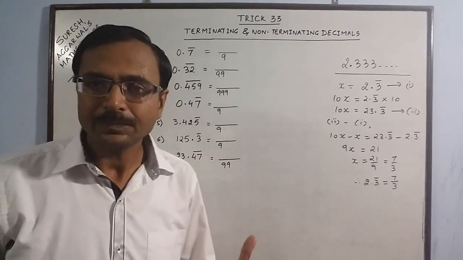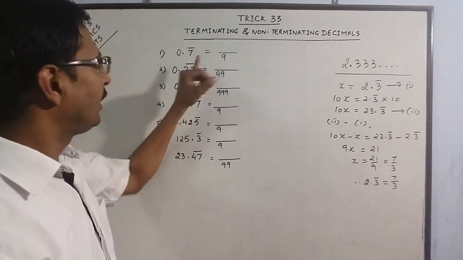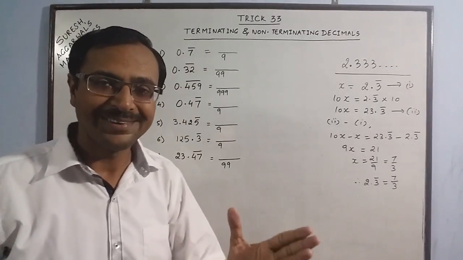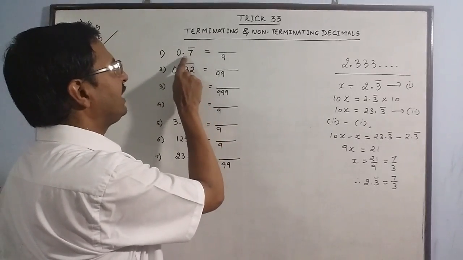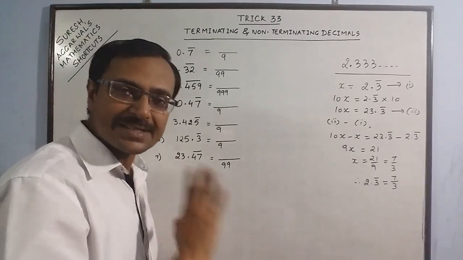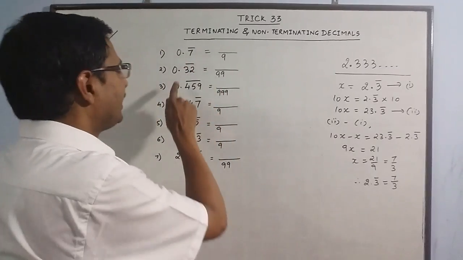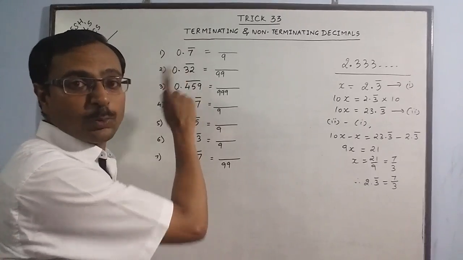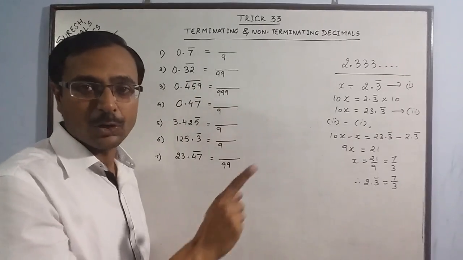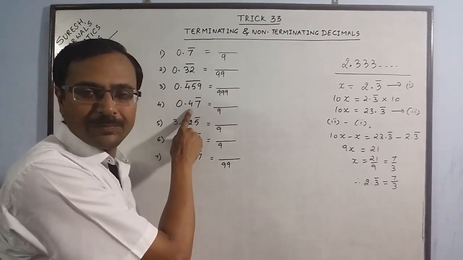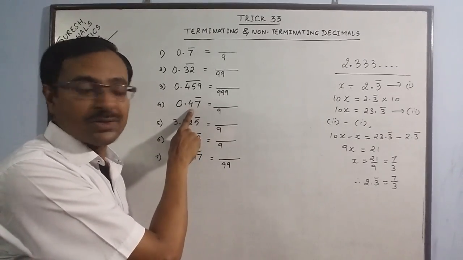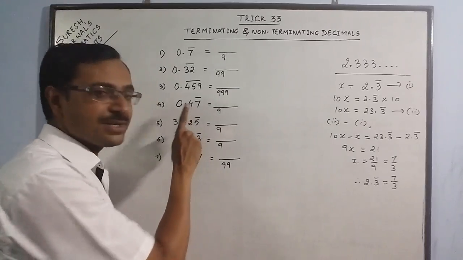Now in the second step, we have to see how many digits after the decimal place do not repeat. After the decimal we have 7 repeating, but there is no digit which is not repeating, so the second step vanishes for this first question. Here also, after the decimal place 32 both are repeating, so the second step does not exist. Similar is the case here, 3 digits are repeating. But in the fourth problem, we have one digit, this is 4, which does not have a bar over it. So 4 is not repeating, one digit is not repeating.